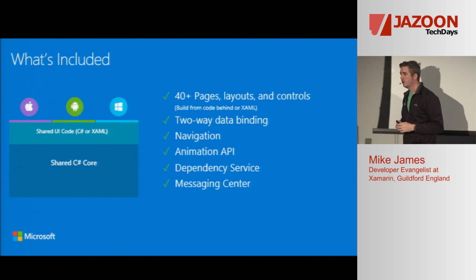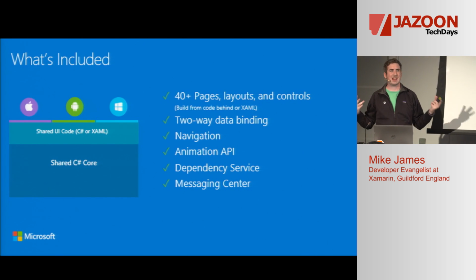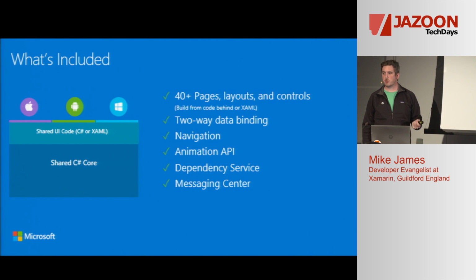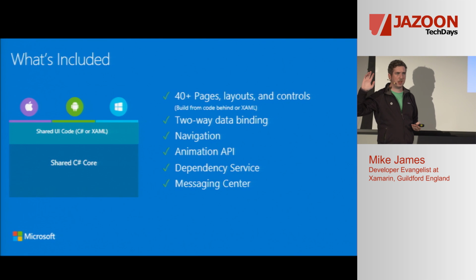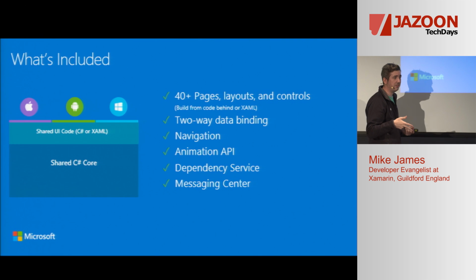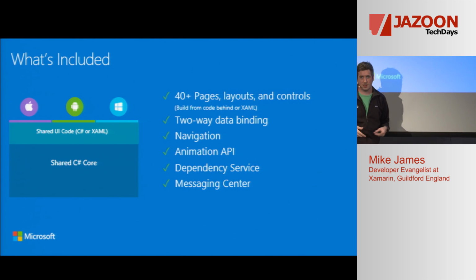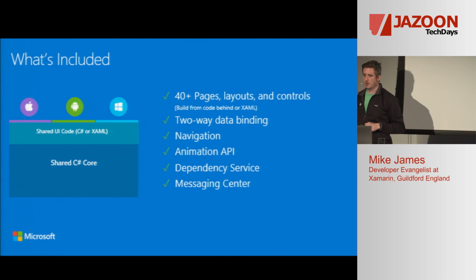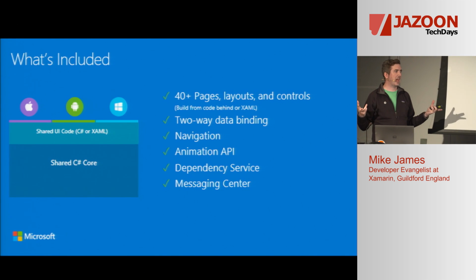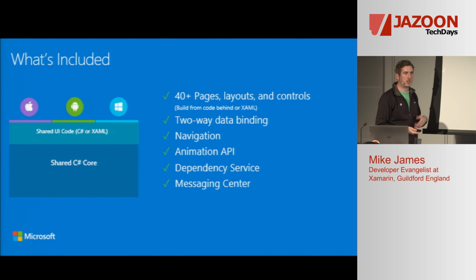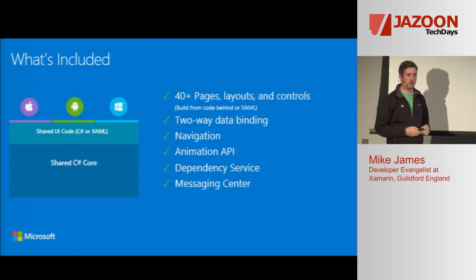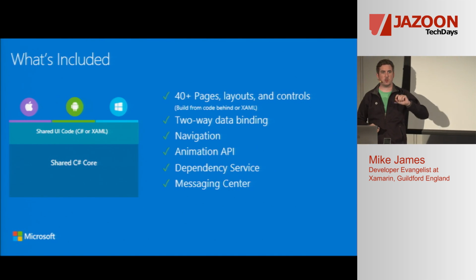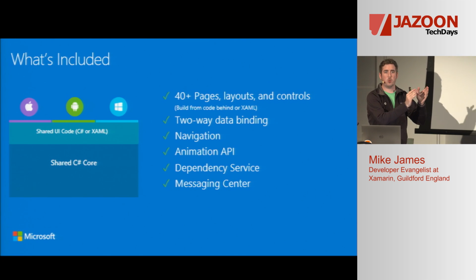So what's included with Xamarin.Forms? You get 40 pages, layouts, and controls, which you can build from code behind or XAML. Any MVVM developers in? A couple of you. For the rest of you, MVVM is just like MVC, but with more V's and M's and less C's. If you remember that, you've got it down. So because we subscribe to MVVM, we have two-way data binding. We give you a consistent navigation API, as well as a consistent animation API, a dependency service which allows you to get access to that one-to-one mapping.